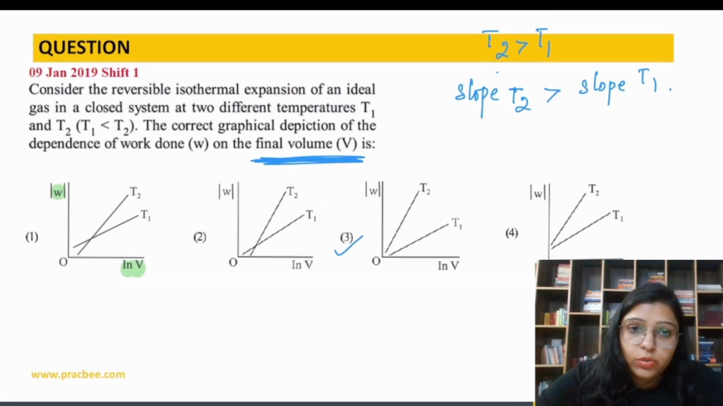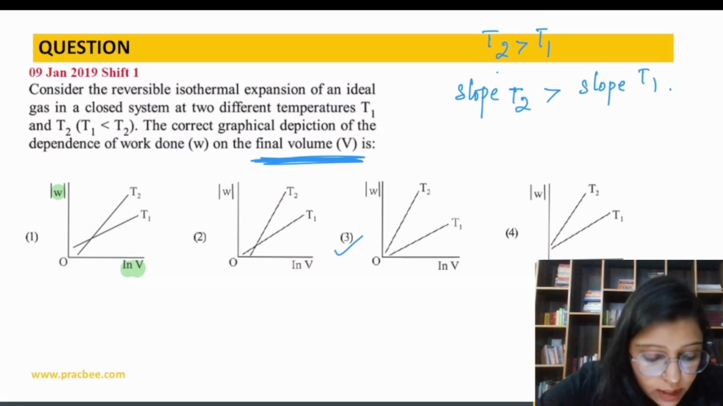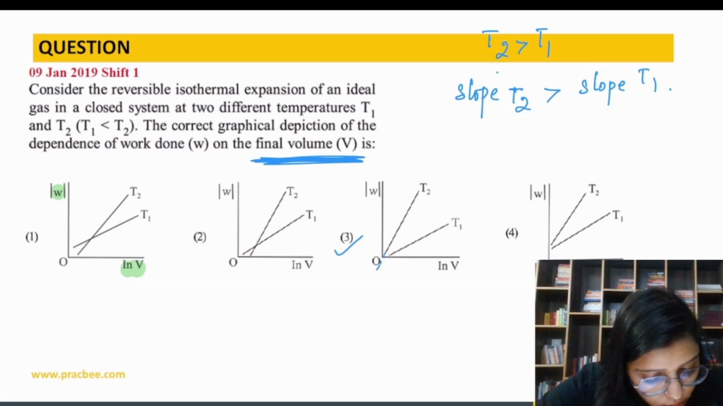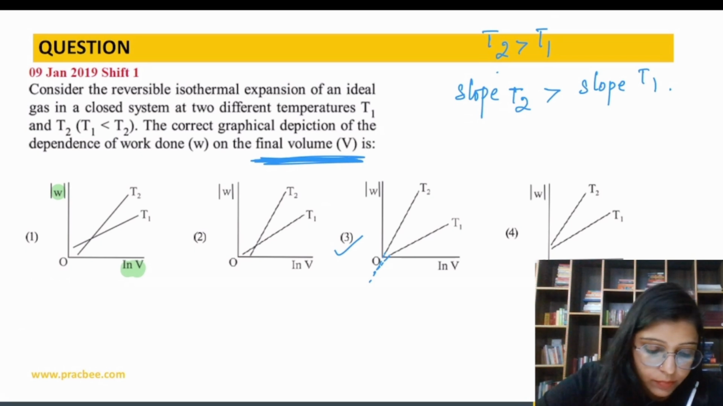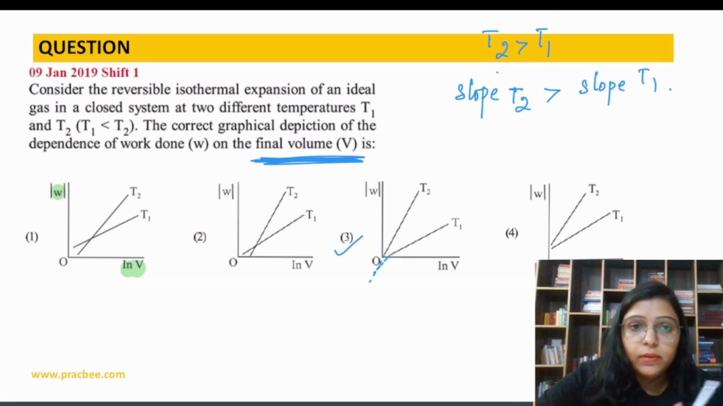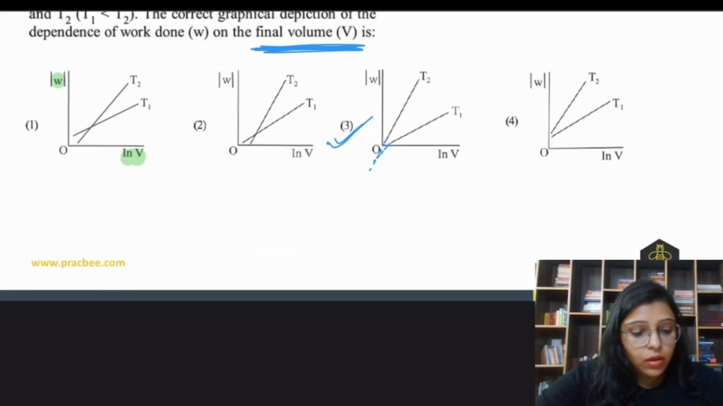Okay, the answer is going to be the third one. So this is this. Clear? Because the T2 slope is greater than T1 and it is going to be the straight line equation. So answer is 3. Okay.